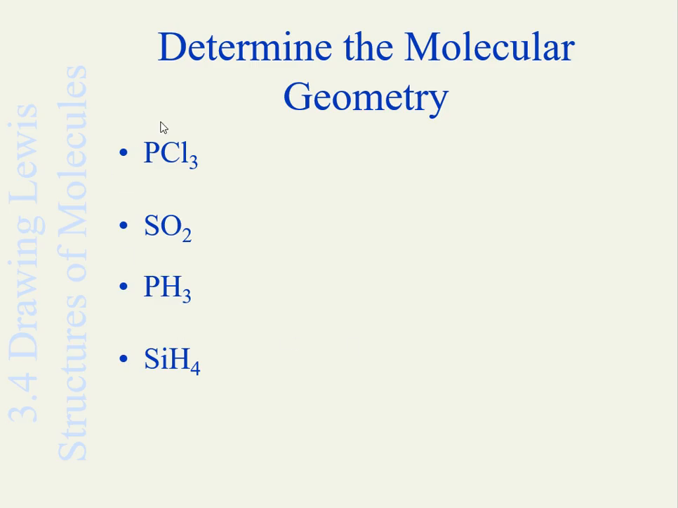Here are some more problems: PCl3, SO2, PH3, and SiH4. First, draw their Lewis structures and then look at the central atom, count the number of side atoms and the number of lone pairs on the central atom, and then assign it the molecular geometry according to the VSEPR theory.